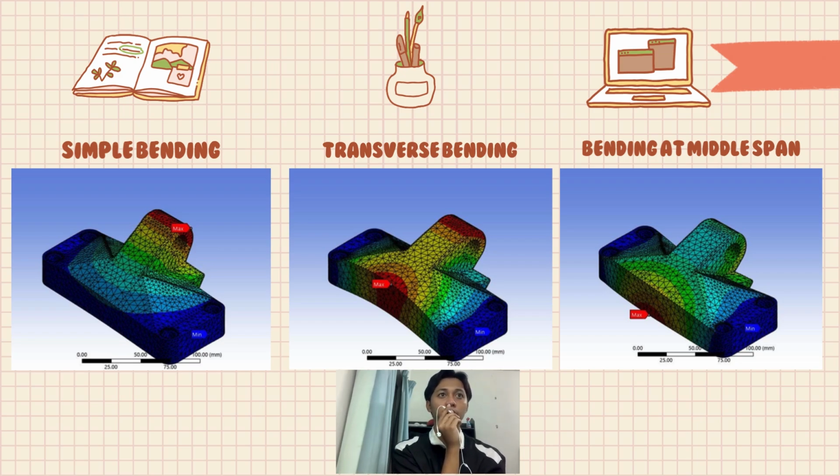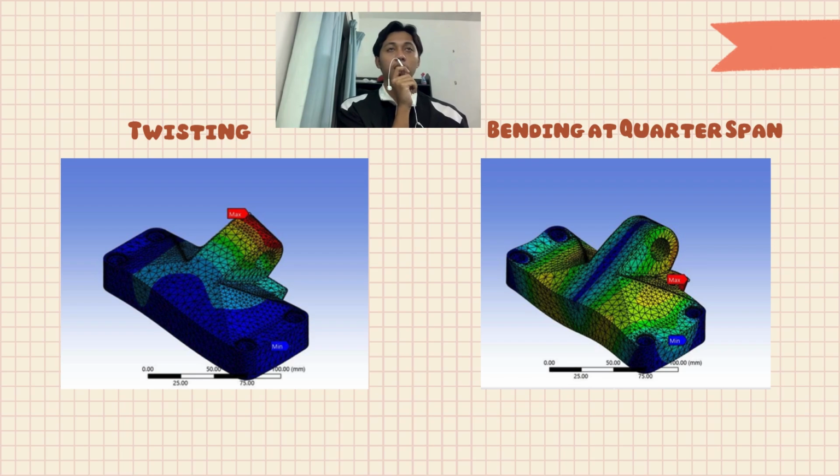Number 3, bending of middle span. The max value of total deformation recorded is 78.499 mm with the frequency of 7223.7 Hz. This structure also was considered safe from resonance. Number 4 is twisting. The max value of total deformation is 186.3 mm with the frequency of 8792.6 Hz. So this structure was considered to be safe from the resonance.